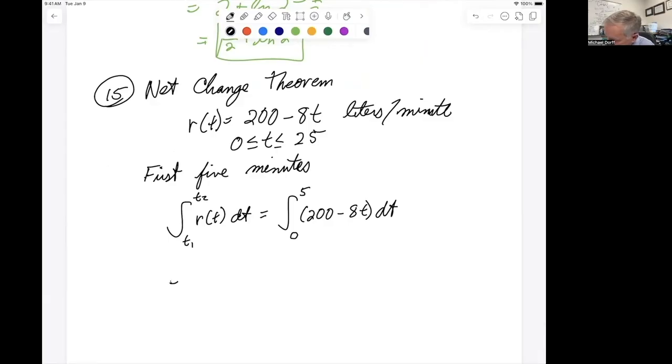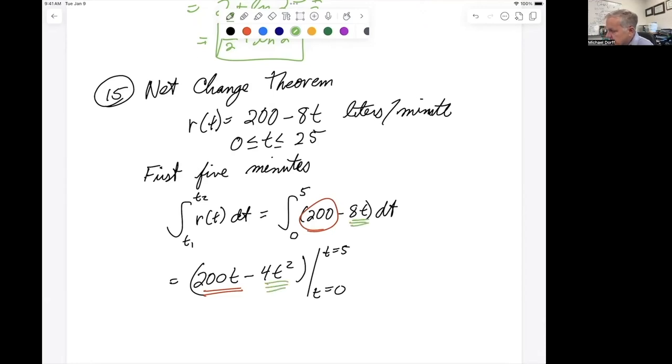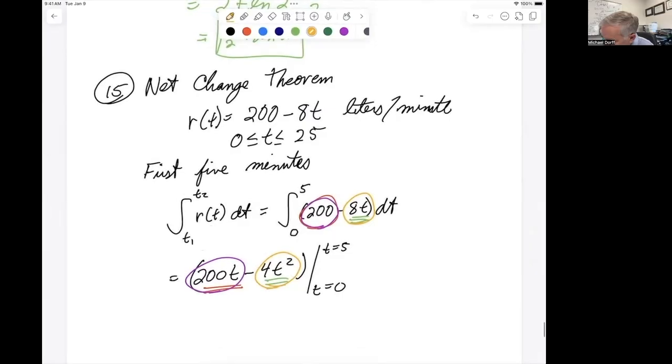So now I integrate this and I get 200t minus 4t squared evaluated from t equals 0 to t equals 5. What I've done is I found the antiderivative. The antiderivative of 200 is 200t, and the antiderivative of minus 8t is minus 4t squared. When I say the antiderivative, that means if I take 200t and take its derivative, I get 200. Likewise, if I take 4t squared and take its derivative, I get 8t. So that's that. Now I just plug in those values for t.